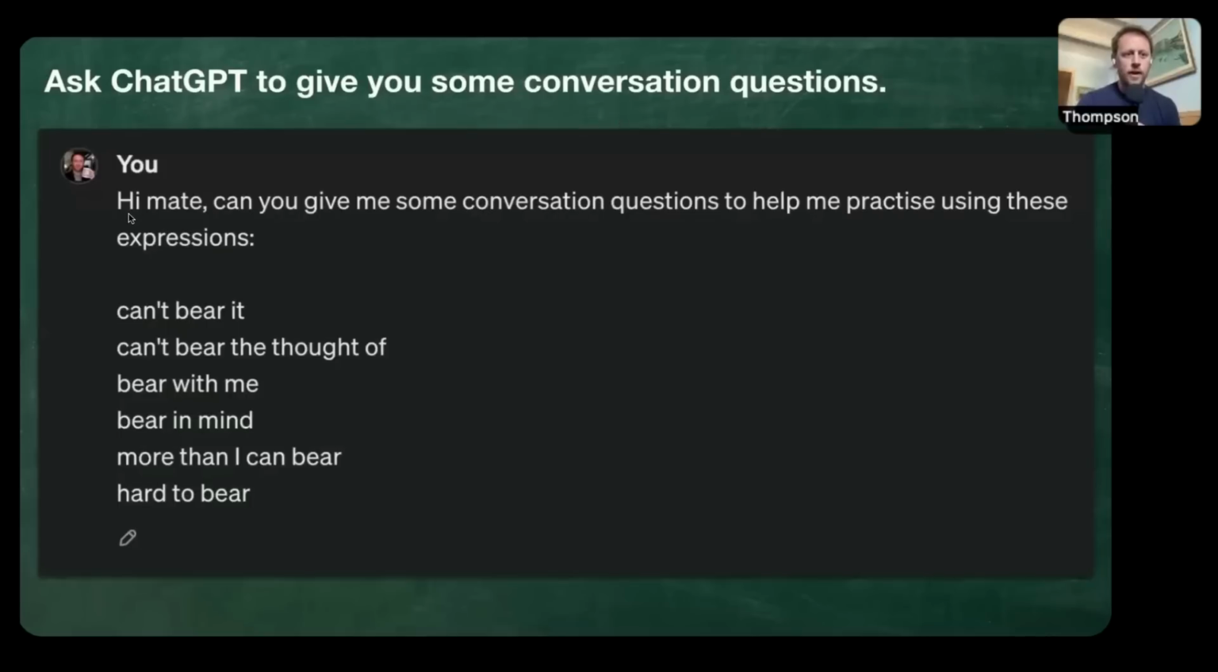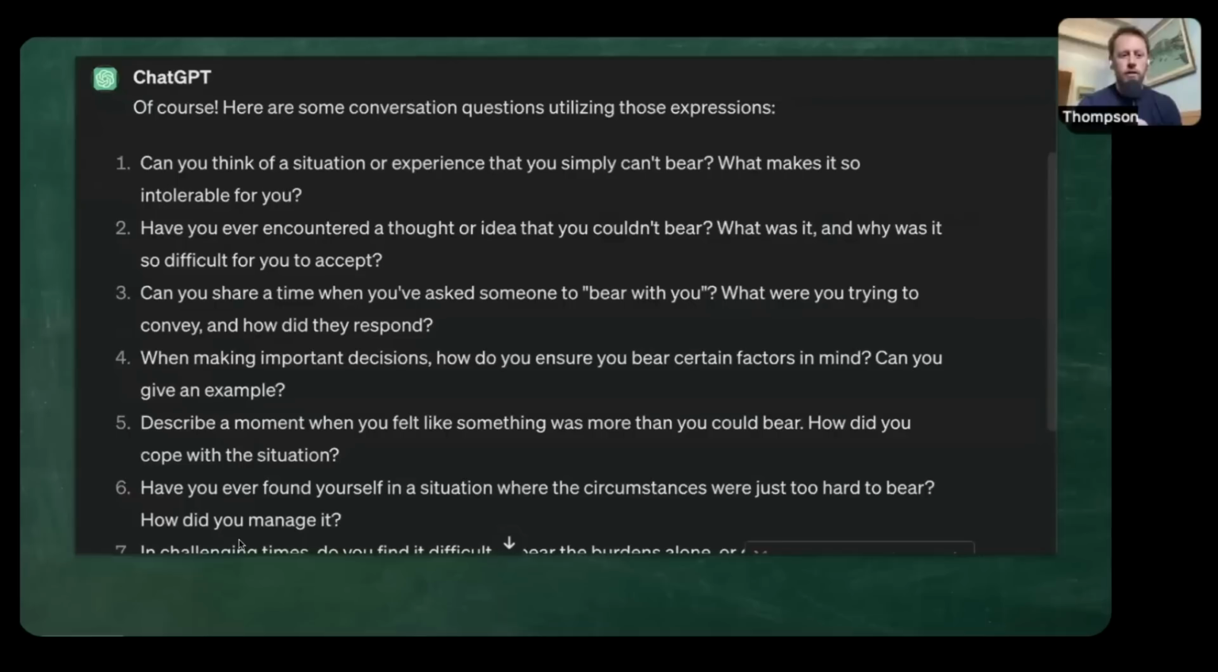Here's an example. I've written, "Hi, mate," because I'm trying to be friendly and polite with ChatGPT in case it becomes all powerful and decides to take over the world. In which case, it'll hopefully be nice to me because I was nice to it in the beginning. So, "Hi, mate, can you give me some conversation questions to help me practice using these expressions?" So I've added the expressions. And then it came up with this.